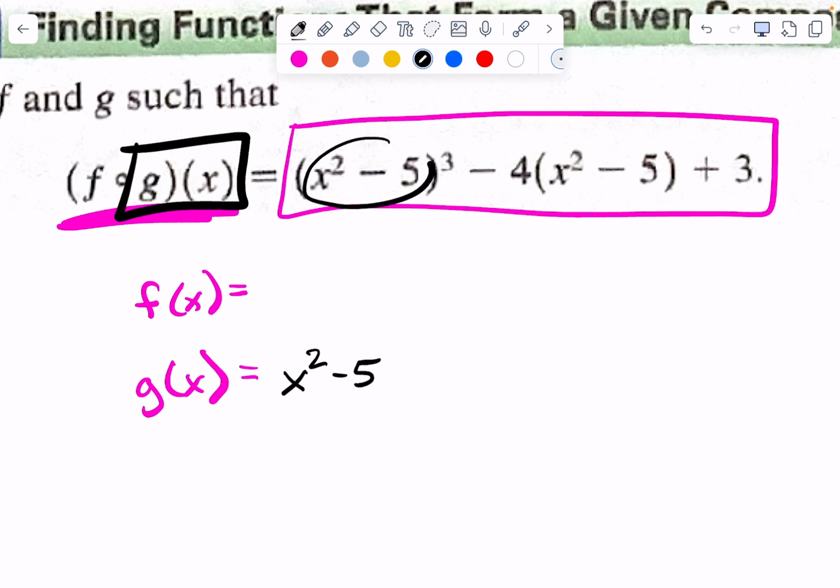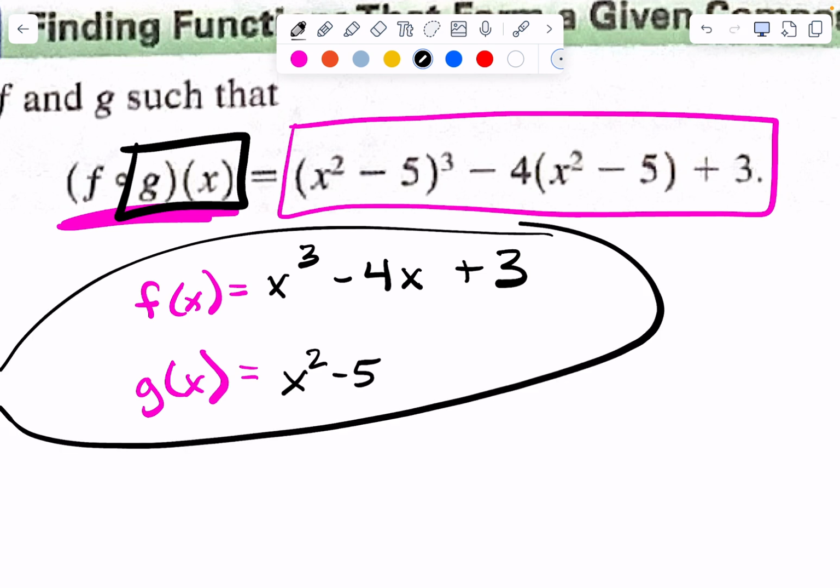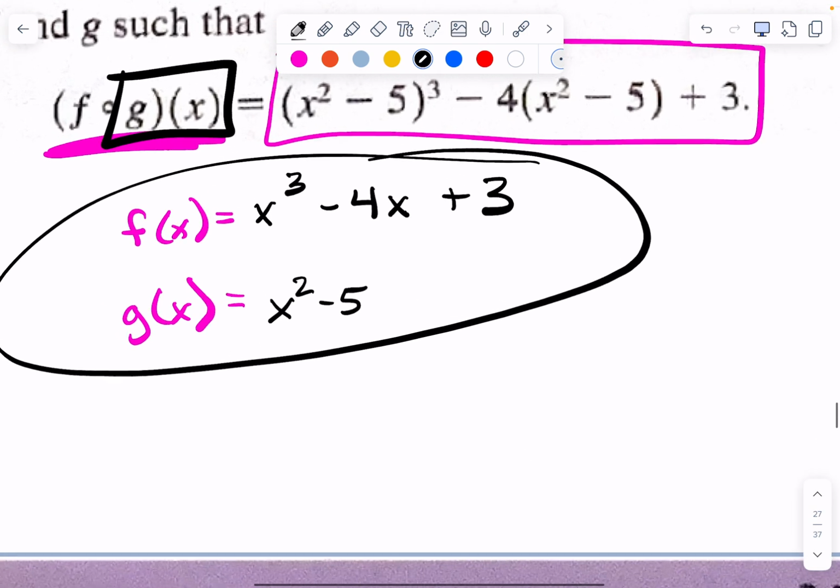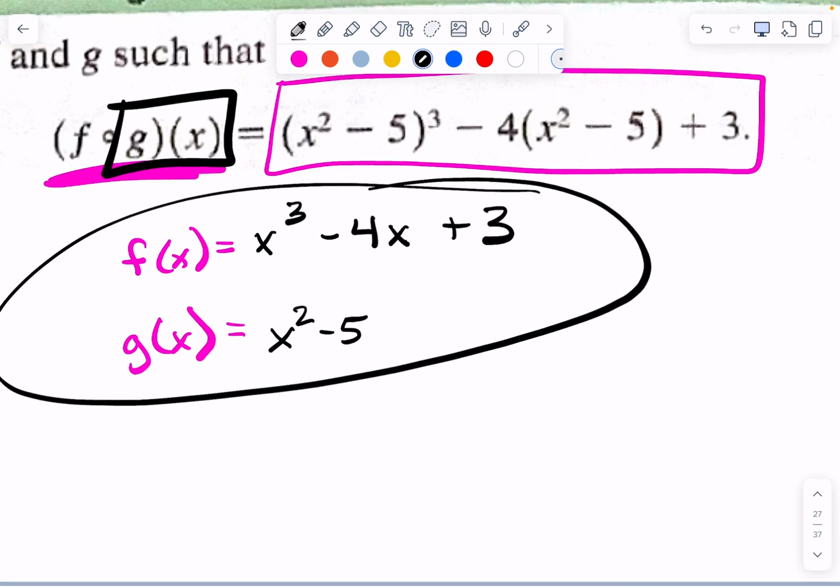It'll be this guy to the third, but that'll just be x to the third, right? Minus 4x plus 3, right? If I do that, would that work? This guy would go in there and this guy would go in there, right? Yeah, that works. So they're just wanting you to recognize the pieces and pull it apart, right?